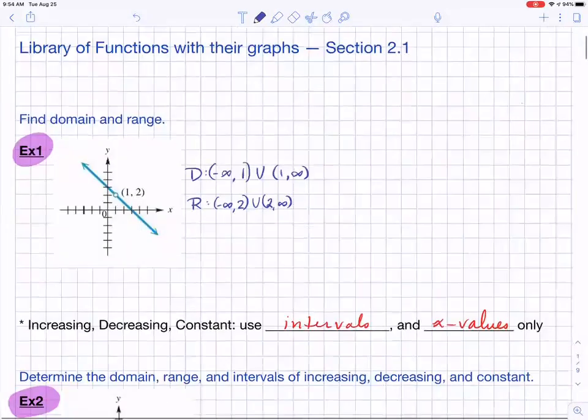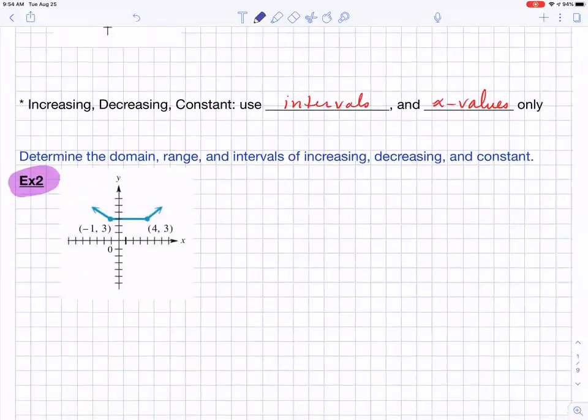All right, so increasing, decreasing, and constant. Use intervals. We talked about interval notation, and use X values. Yeah, that's a really big deal. X values only, okay? And X values go in which direction? Left or right, okay?